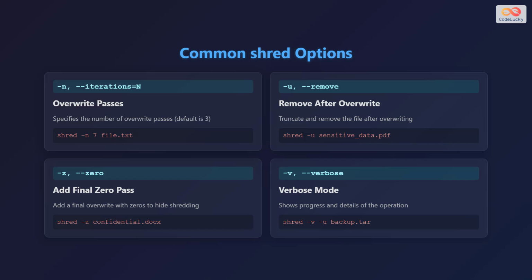Another option is -z, or --zero. This adds a final overwrite pass with zeros to hide the shredding. For example, shred -z confidential.docx will add that extra layer of security. Finally, there's the -v, or --verbose option. This shows the progress and details of the operation. Typing shred -v backup.tar will give you a detailed view of the shredding process.